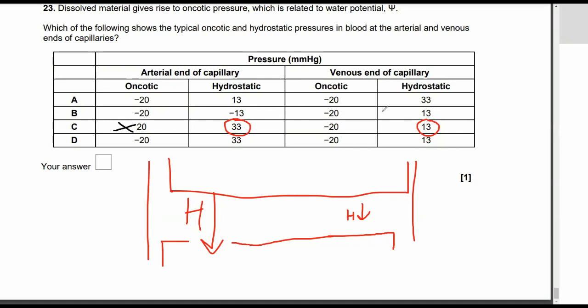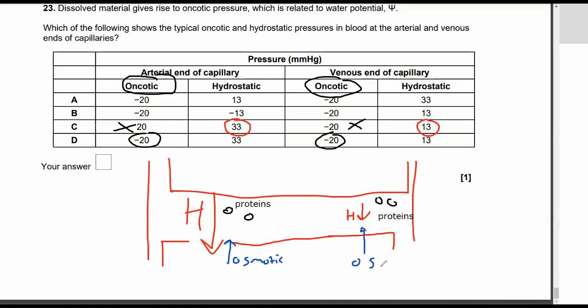The reason C can't be right is because they're showing the oncotic pressure changing from 20 to minus 20. The oncotic pressure doesn't change. It's the hydrostatic pressure that changes. Why does oncotic not change? Because oncotic is created by the proteins, and the number of proteins in the capillary stay the same because they don't move out. So the oncotic pressure stays the same. It's the loss of fluid at the arterial end which reduces the hydrostatic pressure by the time it reaches the venular end. All right, let's go.